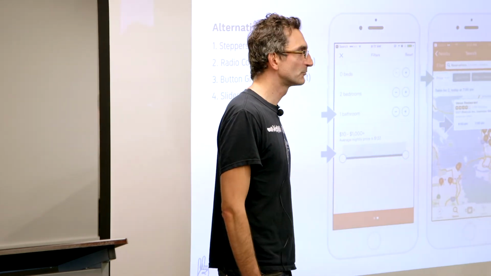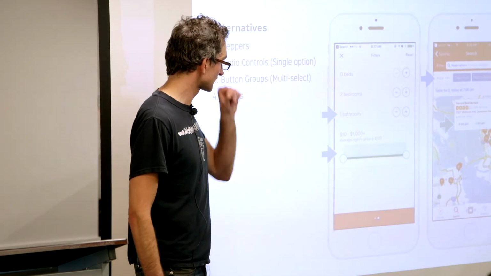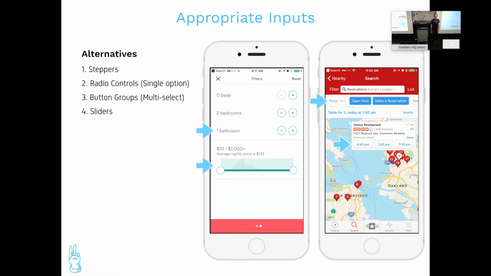So what are appropriate inputs? Instead of using drop-downs, as we had in our previous example, you can use different types of inputs that can allow you to have the same amount of information, but in a much more clear and accessible UI fashion. So first, you can have steppers. Steppers are pretty simple. All steppers are is literally just minus and plus, and then it has the result here. So within a stepper, you can go tap, tap, tap, tap, tap, tap, and then you have your result right there.